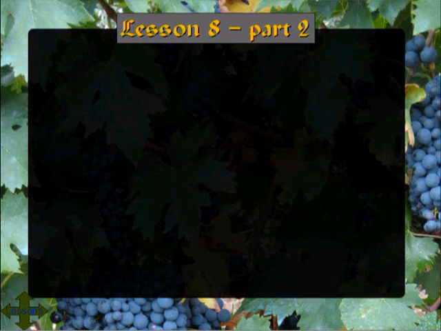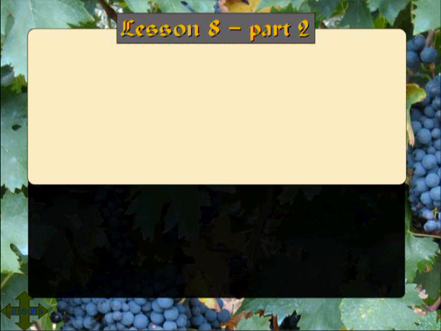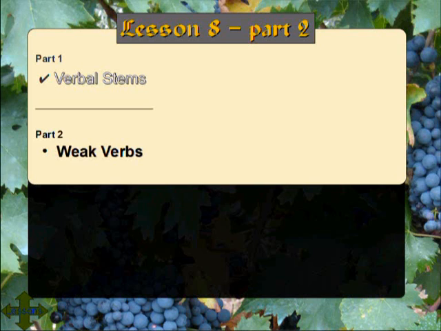Well, welcome to Lesson 8, Part 2. In the first part of the lesson, we had a look at verbal stems. And in Part 2, we'll have a look at weak verbs.